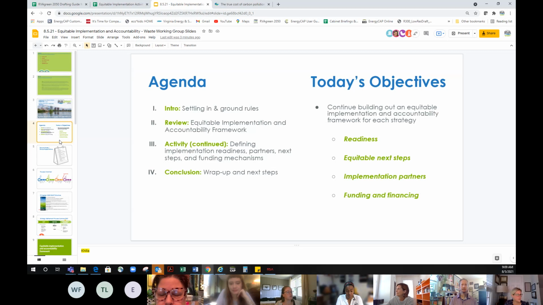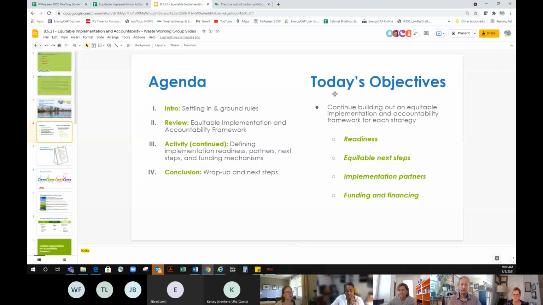So I will take a couple minutes to go over the objectives for today. We'll quickly review the framework that we're discussing. This is a 3-meeting series. The July meeting was part 1, this is part 2, and the next meeting is going to be part 3. That's really laying out the implementation framework for all of our strategies.